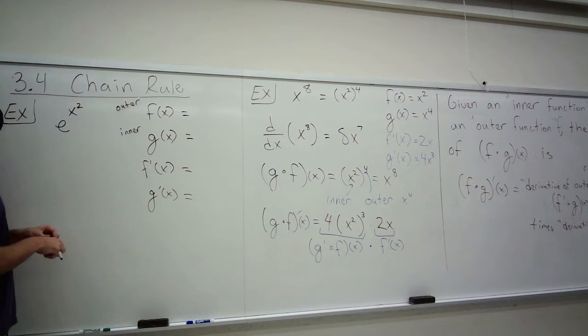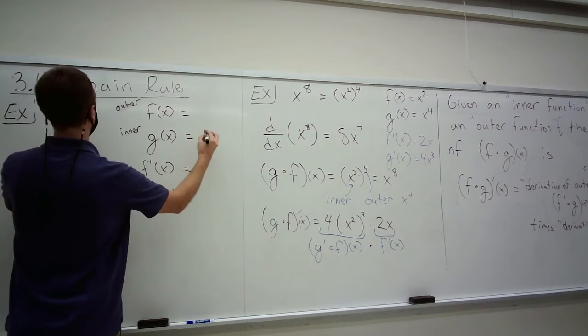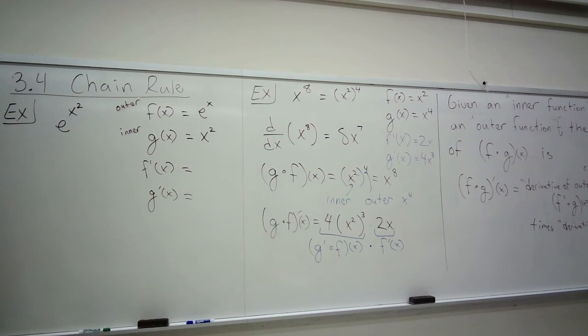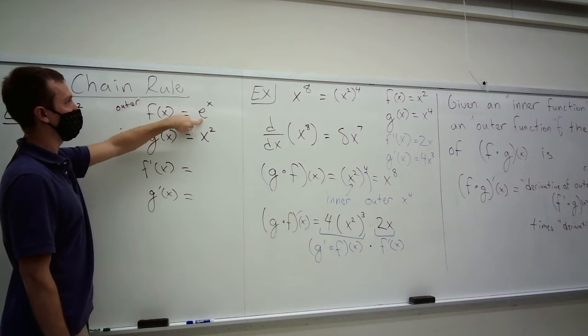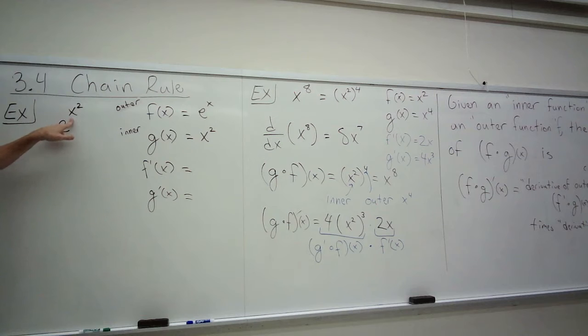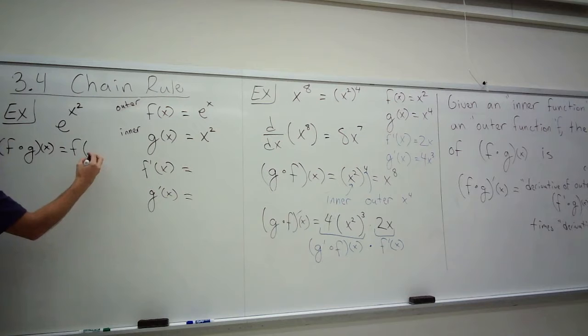If you had this, then I would agree wholeheartedly with you. I'm taking e to the x, and instead of plugging in x, I'm going to plug in x squared. So the x becomes an x squared. In this way, we've got f of g of x equals f of x squared equals e to the x squared.